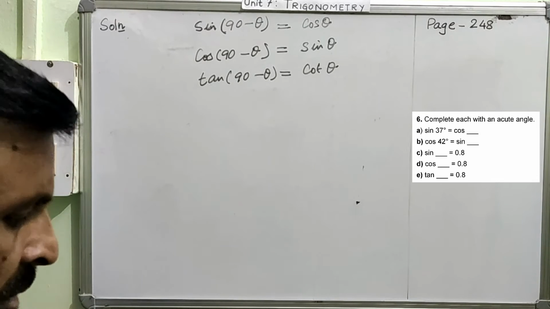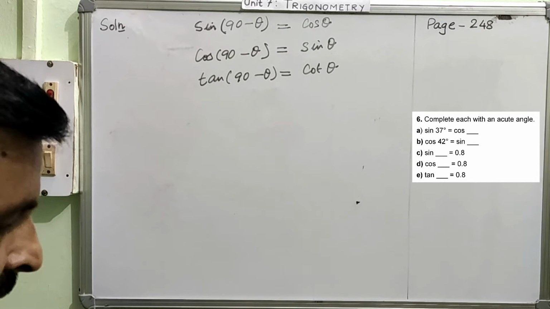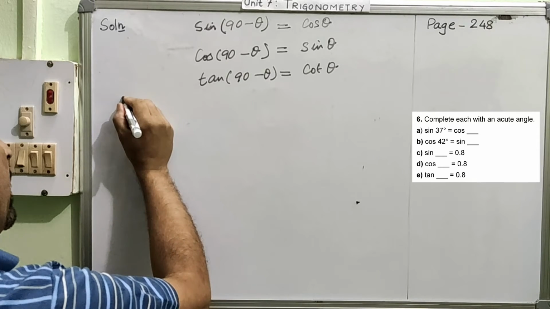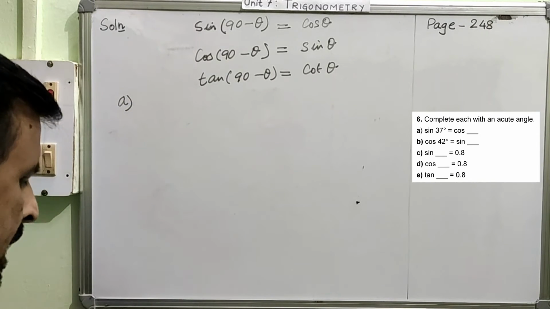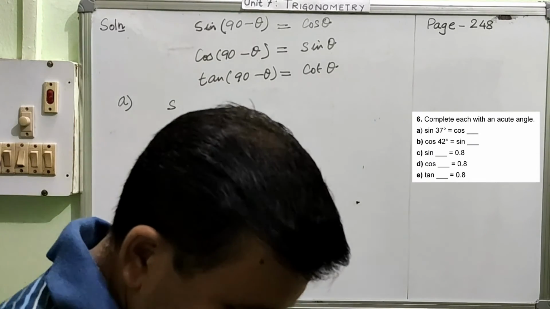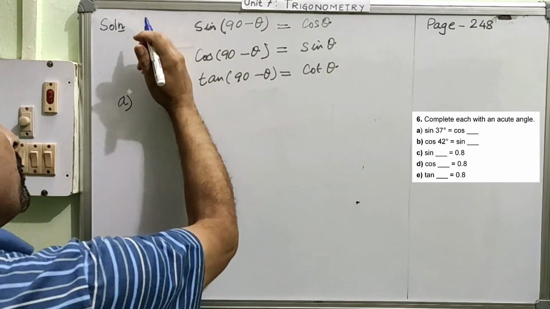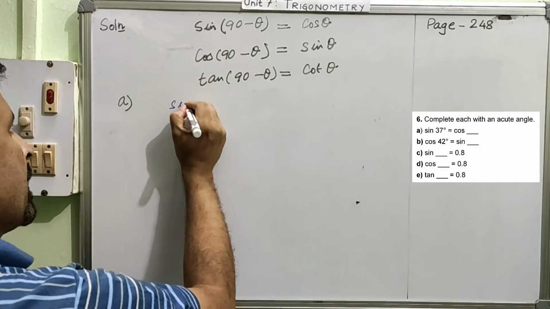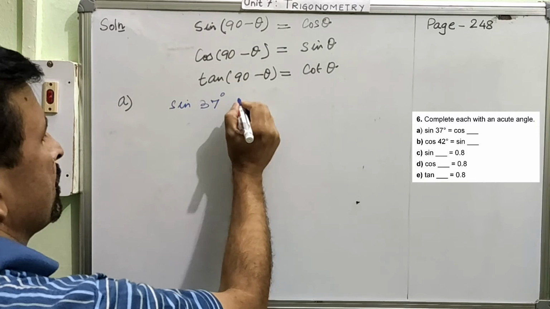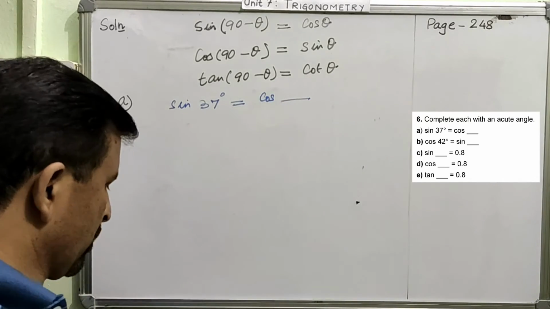Is it okay? So this is the one simple concept that you need to remember to do this question, question number 6. First, I will show you part A. Here it is said, fill in the blanks: sine 37 degree is equal to cos what? This is your question.